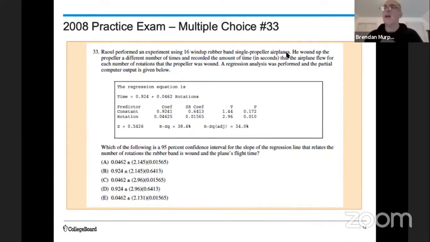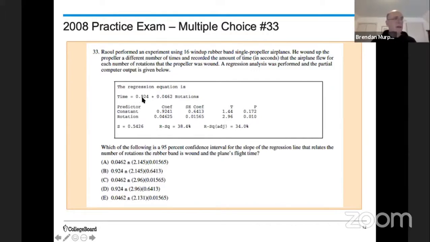So I think I get what they're asking me to do here. I wind up the elastic band. Probably the more I wind it up, the tighter, and let it loose, the plane flies longer. But I think that's what's going on. So I call that just setting the stage here. A regression analysis was performed and the partial computer output is given below. So again, I'm going to call this a generic computer output. It's not based upon any one software package. It's generic.